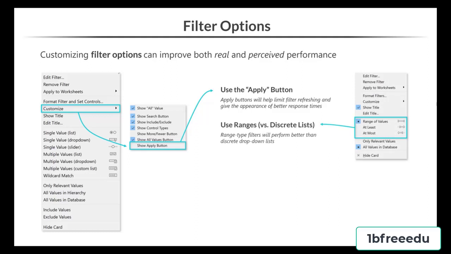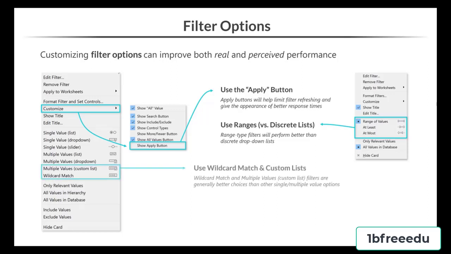Next is using ranges rather than discrete lists. Range type filters will perform better than discrete drop-down lists because Tableau won't have to query all of the data to pull a unique list for the filter in question. You might need to convert the field to a measure to do this, but when you can, it's a good idea to do so.